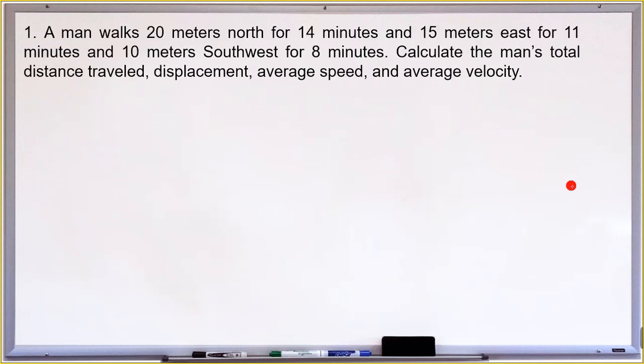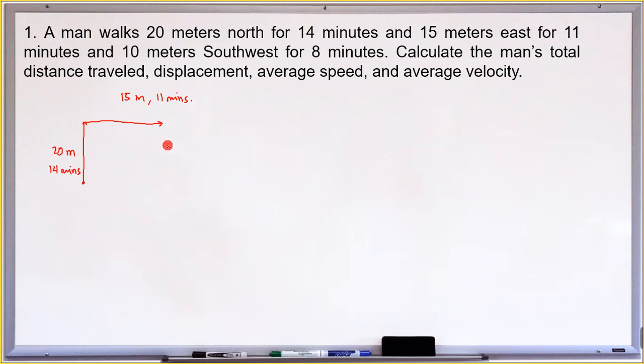So let's have our first problem. Here it states that a man walks 20 meters north. So 20 meters north, for 14 minutes. Next, 15 meters east, heading this way. So this is 15 meters, and 11 minutes is his time of travel for this.